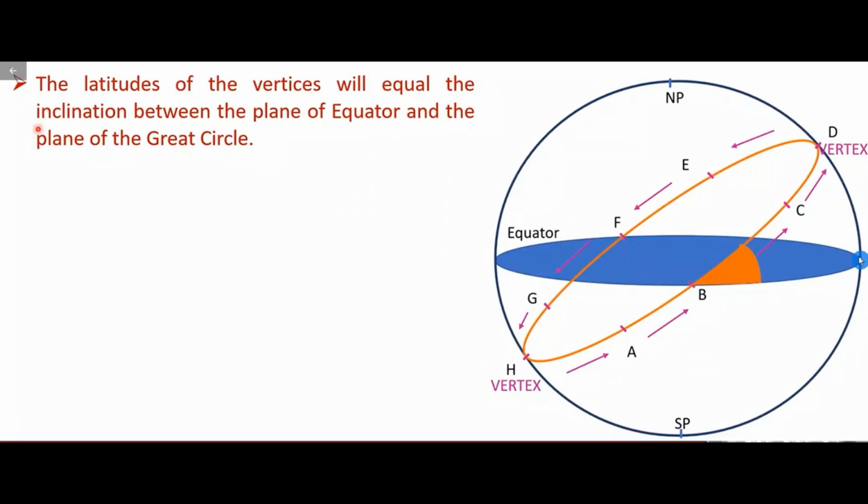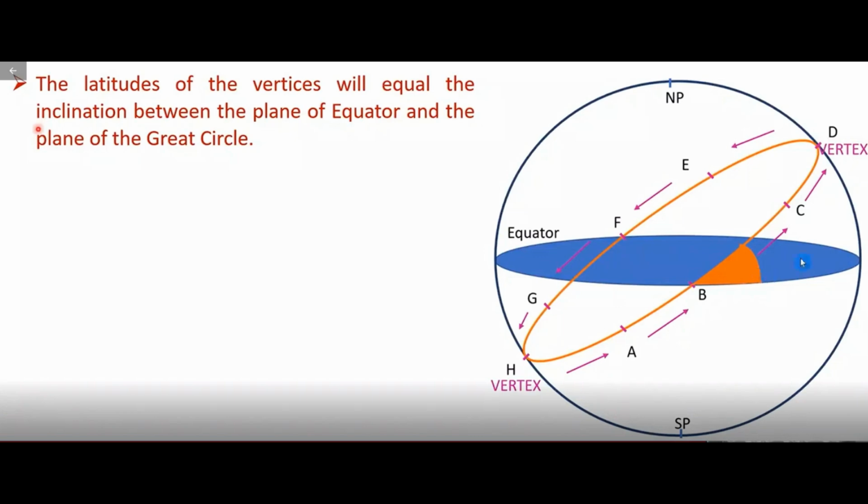Is it clear now, beta? Yes, sir. Okay, so it is a great circular plane cutting the plane of the equator. Yes, that's right. The angle between both of them will be equal to the latitude of the vertex.